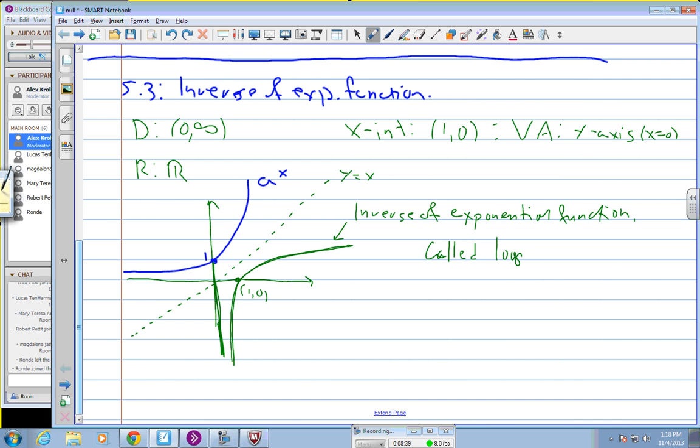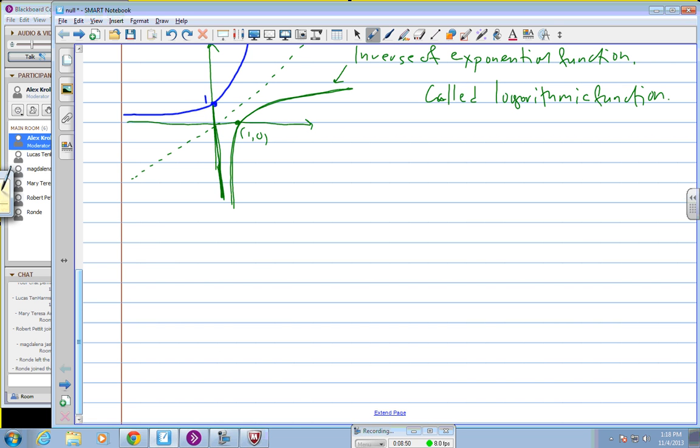Called logarithmic function. So this is the notation: log for a logarithm. Then we'll put the little a like that, so that represents the base, and then the variable x. So this reads as log base a of x.